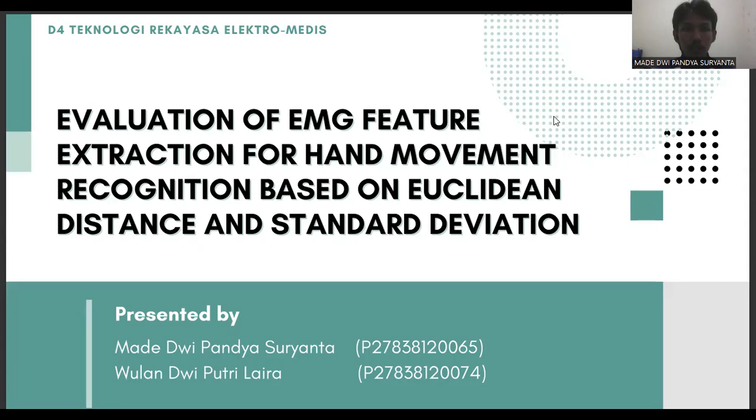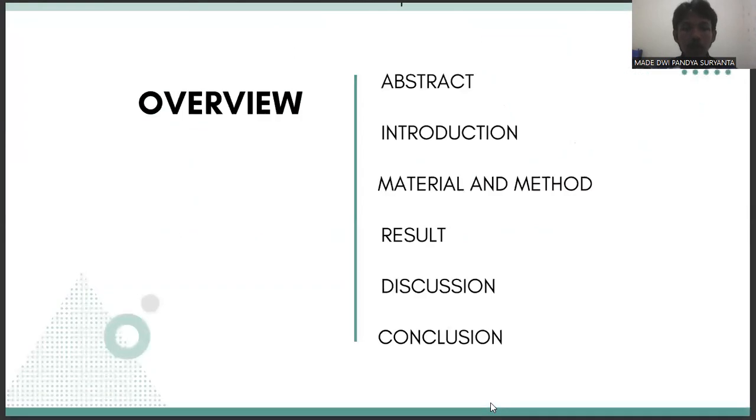I will be presenting about the topic: evaluation of EMG feature extraction for hand movement recognition based on Euclidean distance and standard deviation. Overview: abstract, introduction, material and method, result, discussion, and conclusion.